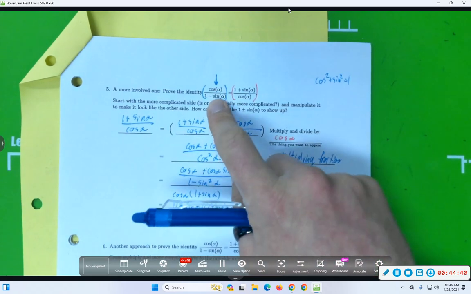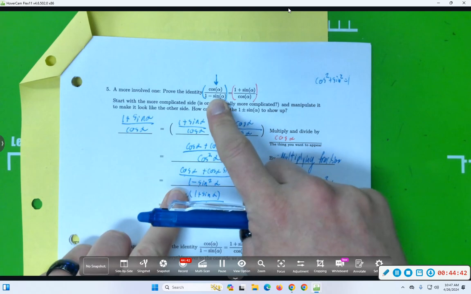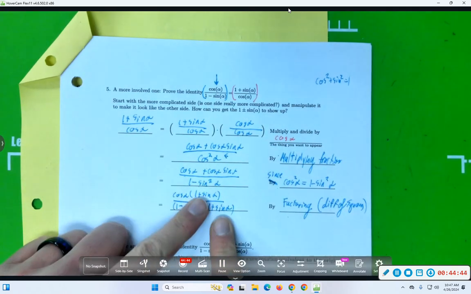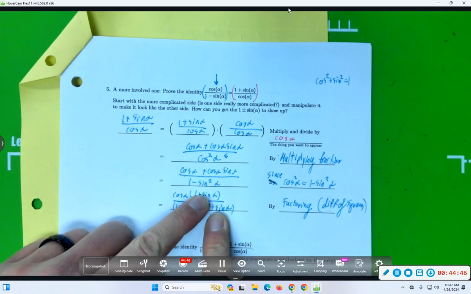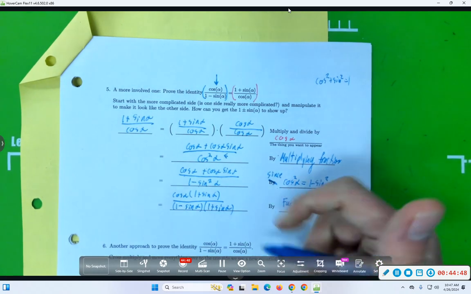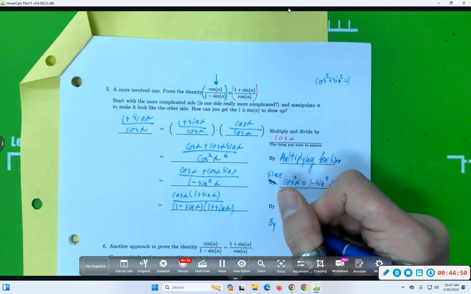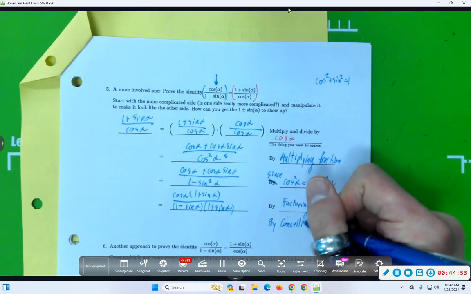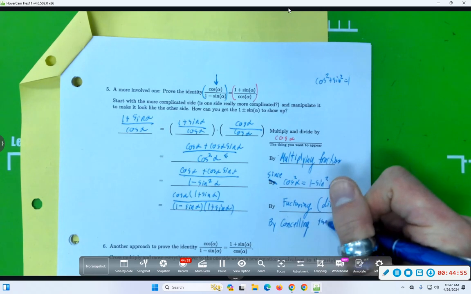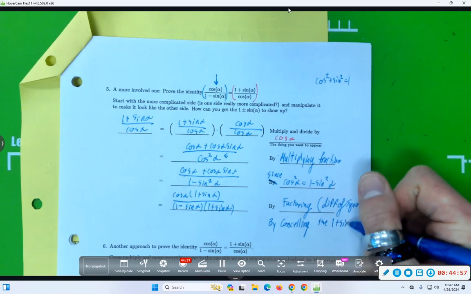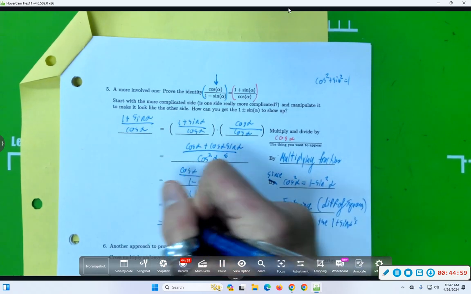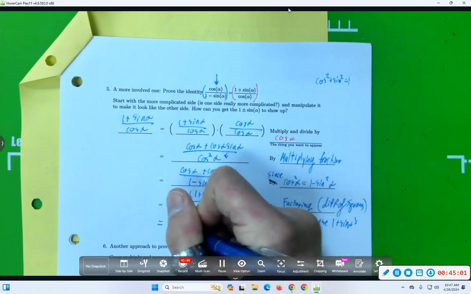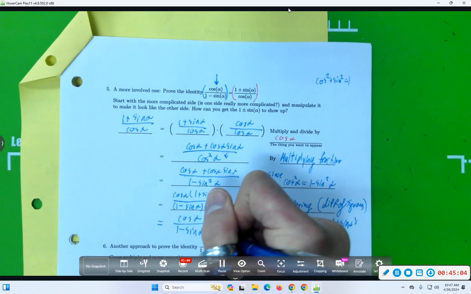There's the goal. I see the cosine. I see the 1 minus sine. What's left? 1 plus sine divided by 1 plus sine. Those cancel. By canceling the 1 plus sine alphas, we get cosine alpha divided by 1 minus sine alpha.